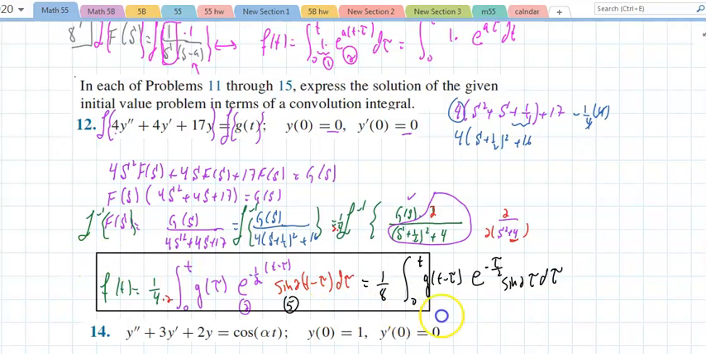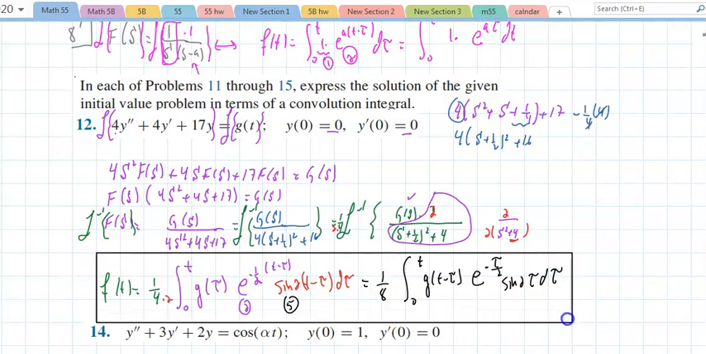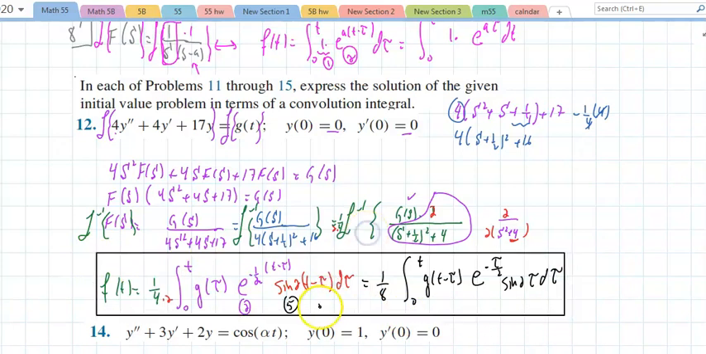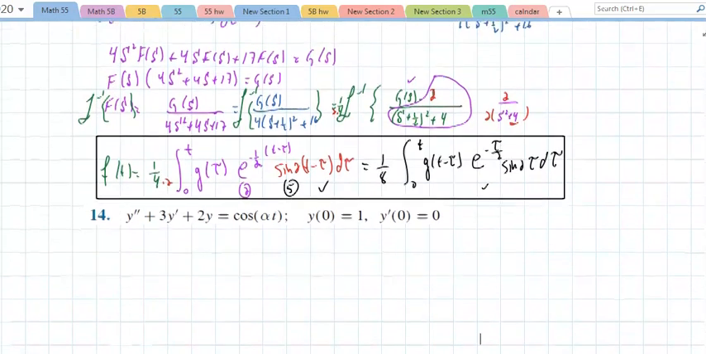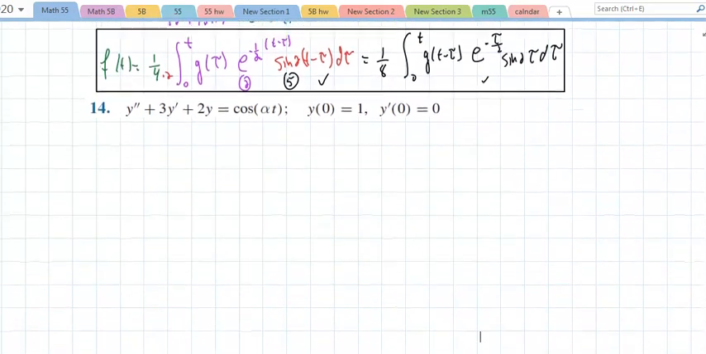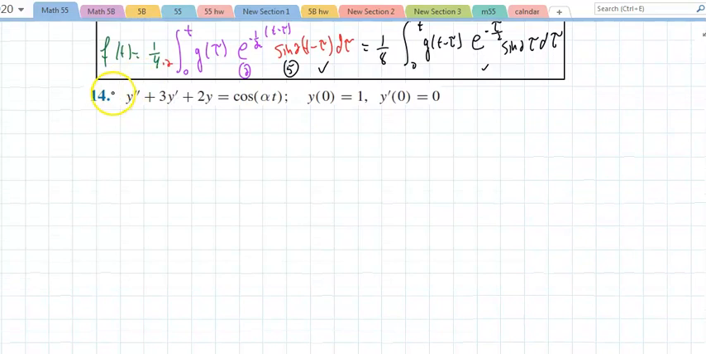The back of the book gives one answer. If you got the other piece, so if the back of the book gives it this way, if you're off by a tau on one of the functions, that's acceptable. That's the same thing. It makes no difference. And suppose I want to apply the Laplace on this function.